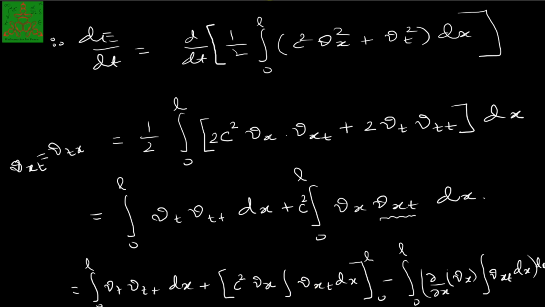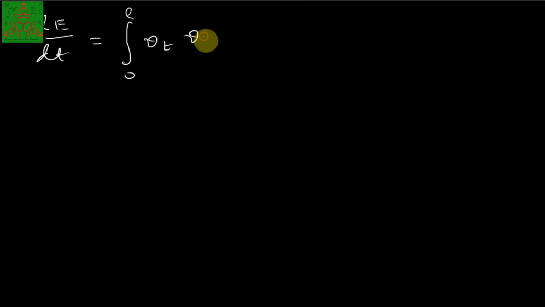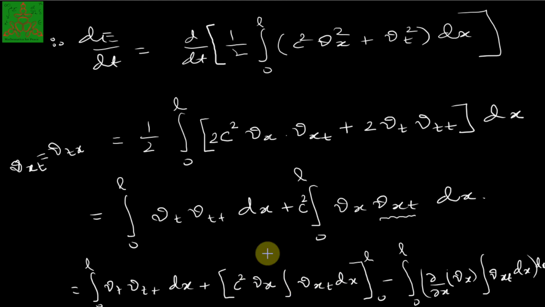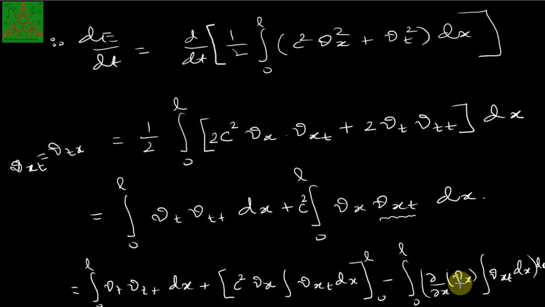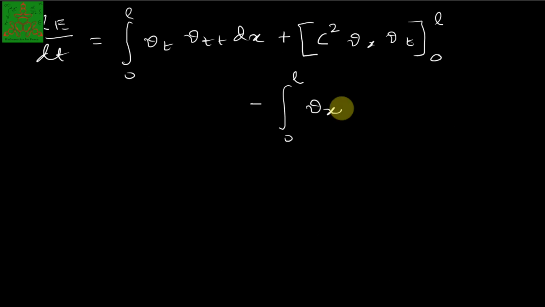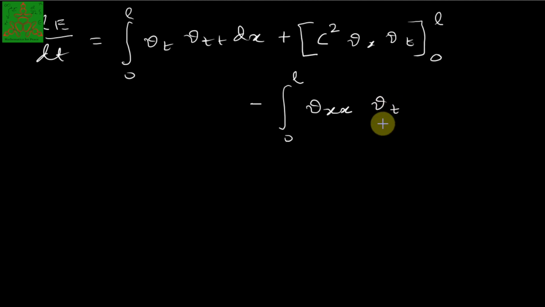So this quantity gives me dE/dt equal to the first term as it is, that is the integral from 0 to L of v_t v_tt dx, plus, in brackets with c² already there, v_x times v_t with limits 0 to L. Then it is minus the integral from 0 to L of v_xx times v_t, so it is v_t dx. And here we have this quantity.